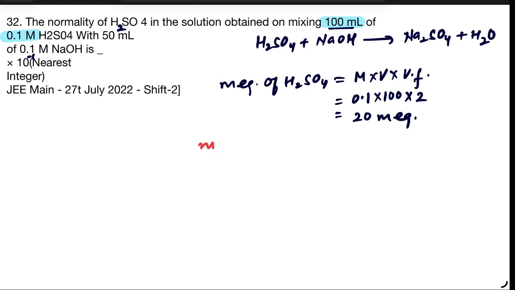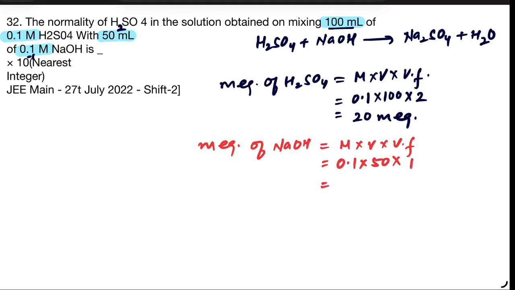Next, milliequivalents of NaOH. This will be equal to molarity into volume into valency factor of NaOH. So the molarity of NaOH is given as 0.1 M and the volume of NaOH is given as 50 milliliter. So 0.1 into 50 into the valency factor of NaOH, which is 1.